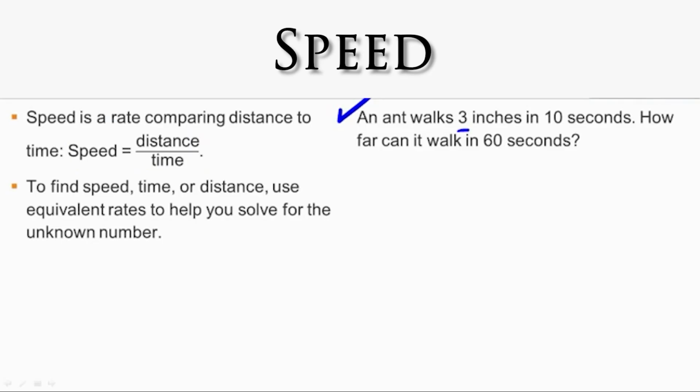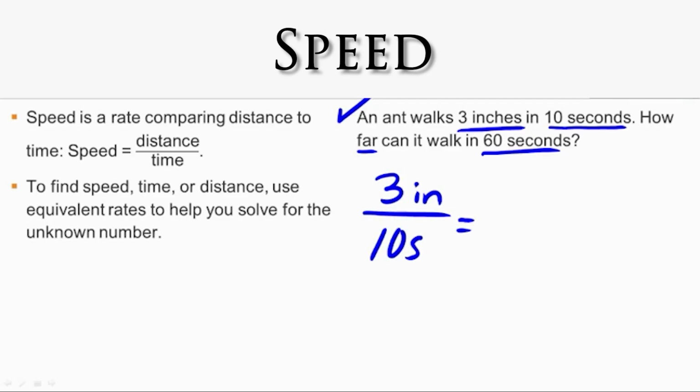An ant walks 3 inches in 10 seconds. How far can it walk in 60 seconds? Now, in order to solve this problem, we are going to use the speed formula. Speed equals distance over time. What is the ant's speed? Well, the ant walks 3 inches for every 10 seconds. That's the speed. On the right side of the formula, we have distance over time. Do we know the distance? No, that's the unknown. But the time is 60 seconds.